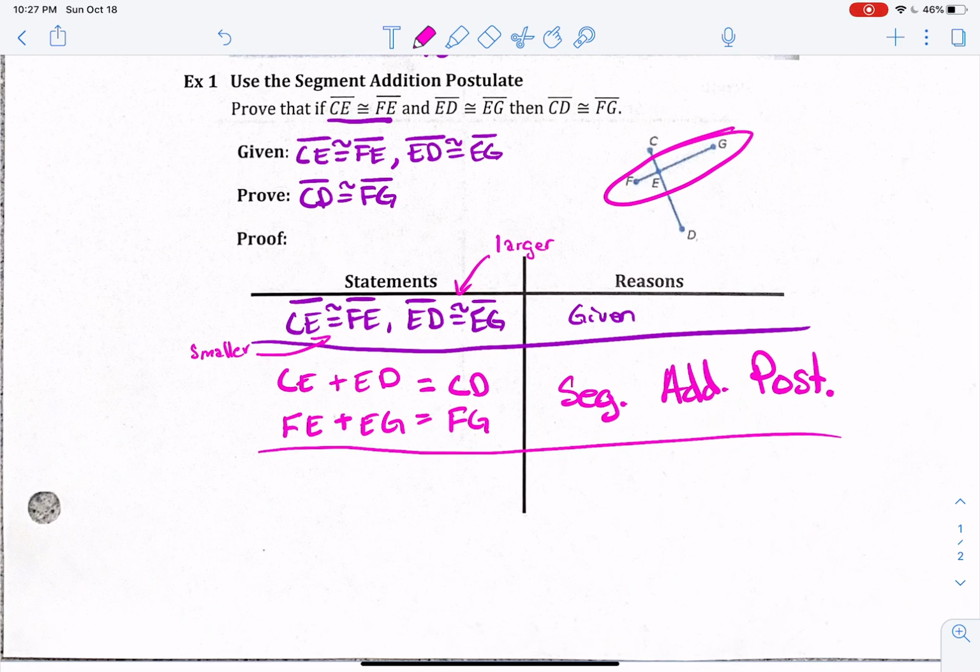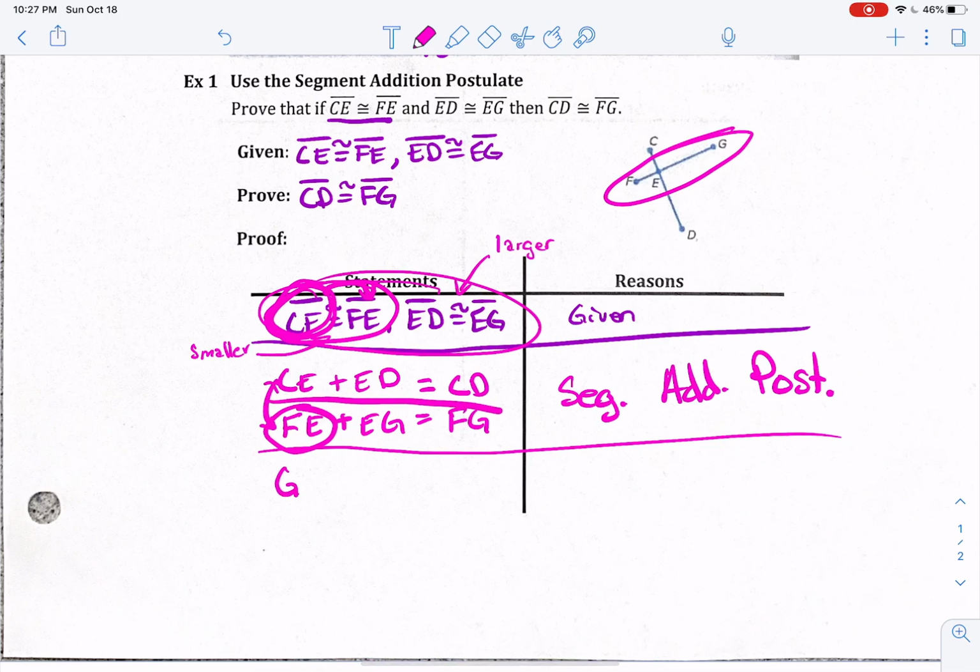Okay, now we know from this given statement that CE and FE are the same thing. So these two things are the same thing. Since CE and FE are the same, I'm going to plug CE in for the FE that exists right here. So this top row, I'm going to leave the same: CE plus ED is equal to CD. I did not change it at all. But this FE that's down here, since FE is the same thing as CE, I'm going to plop CE in for that.